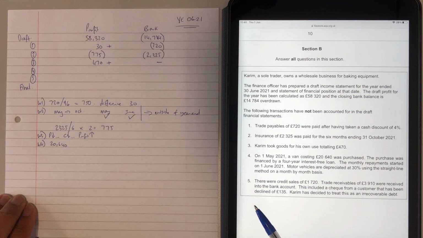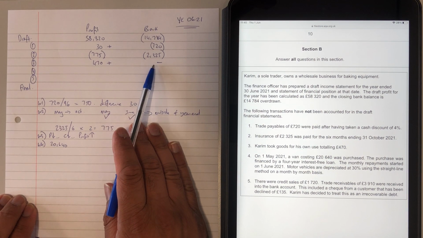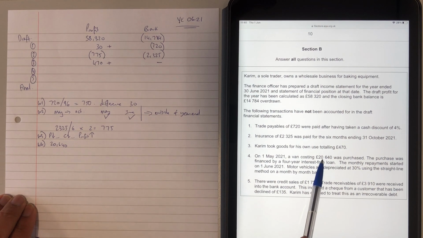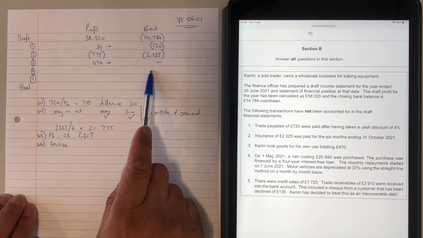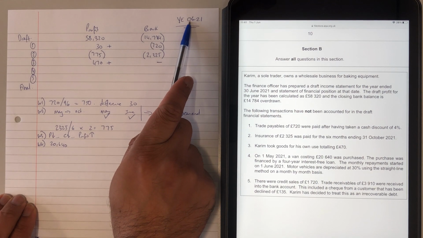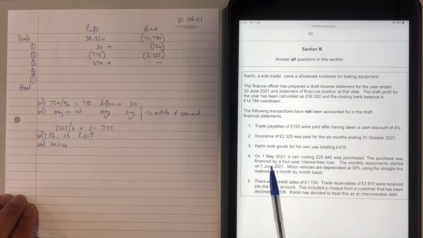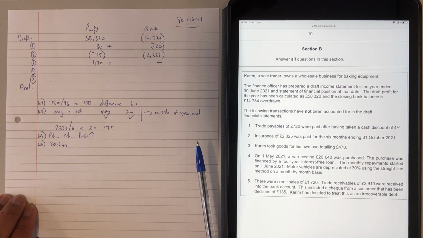Okay, so the first question is, what's going to affect bank? Now, we're not putting 2640 in there because we never paid the whole amount in one go. What did we pay in as far as year end is concerned? Well, the payment started in June, which is the year end month. So we only made one payment.